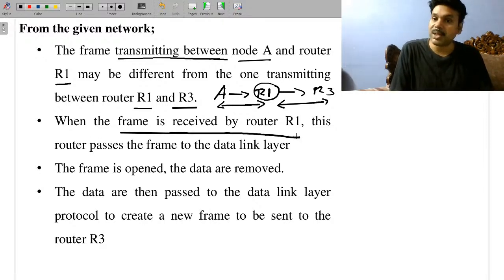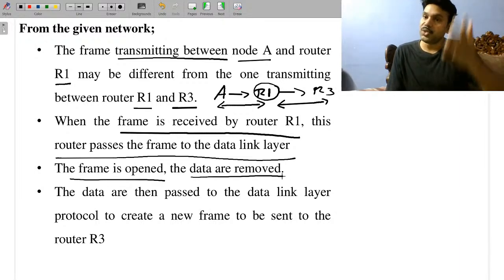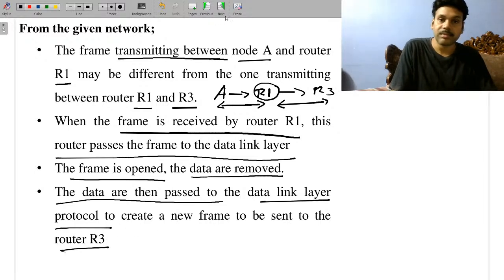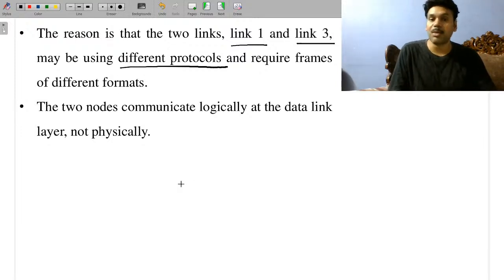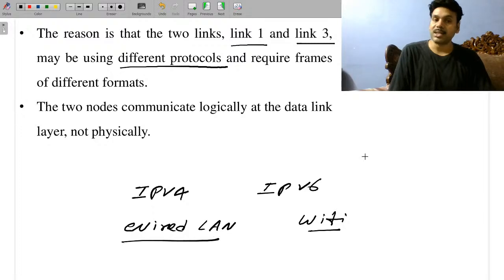So whenever the frame is received by the router R1, this router passes the frame to the data link layer. What is the data link layer going to do? The frame is opened and the data is removed. It is going to add once again new headers and the same data in a different format. And the data is then passed to the data link layer of the next router. So why? Because we know that the inside formats of these links may be using different protocols. It may not be the same protocol that I am following. I am also saying sometimes if I am following IPv4, some other person may follow IPv6. For example, I am following wired LAN. If I am following wired LAN, another particular guy may follow what? Wi-Fi. These are different standards. That's why their standards may not be the same.